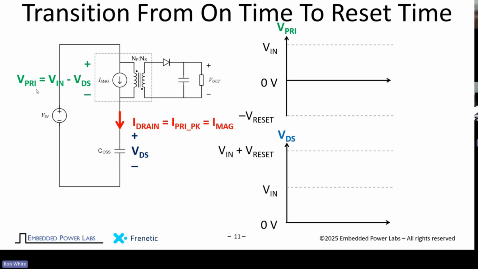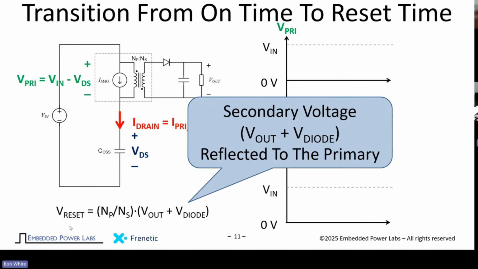The voltage across the primary is the input less the drain voltage. And what we see is this is going to start charging. Now I'm going to define something called V reset. This is going to be an important parameter. It's basically just the reflected output plus diode voltage to the primary. So the output plus diode voltage, reflected by the turns ratio back to the primary, I'm calling V reset. It's a key parameter I'm going to use over and over again.